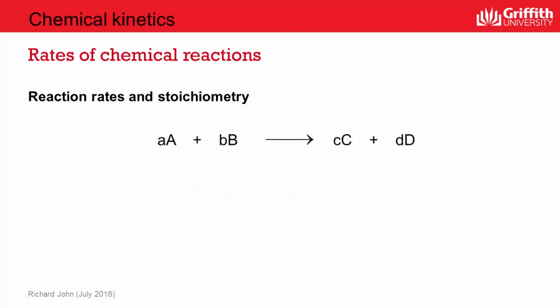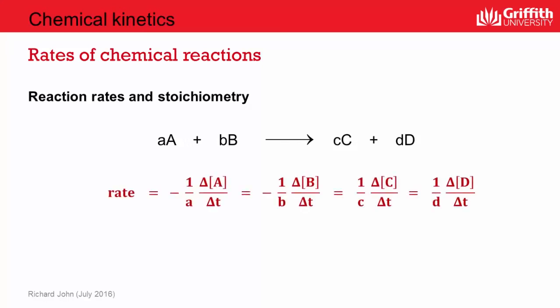So in general, for any reaction, A plus B producing C plus D, where the lowercase letters represent the stoichiometric coefficients, we can represent the rate of reaction in terms of all of the reactants and all of the products by multiplying the rate of disappearance or the rate of appearance by the inverse of the stoichiometric coefficient for each substance in the balanced chemical equation. And remember, when we do this, we must place a negative sign in front of the terms that represent the reactants.